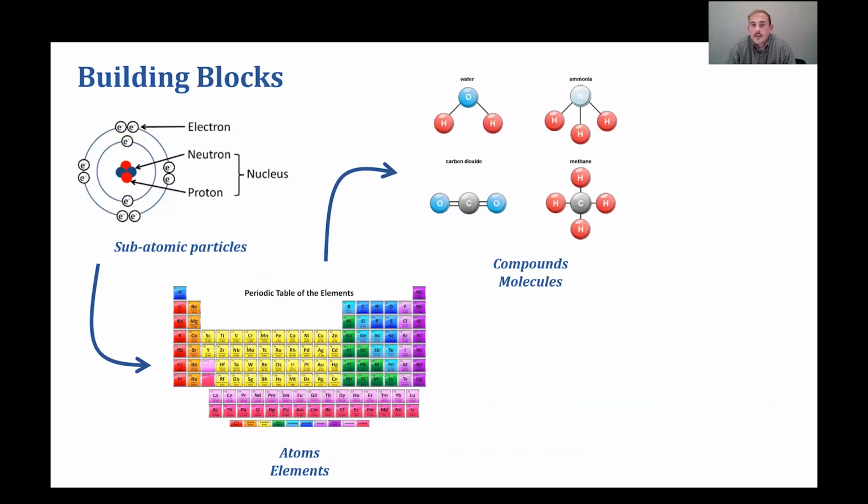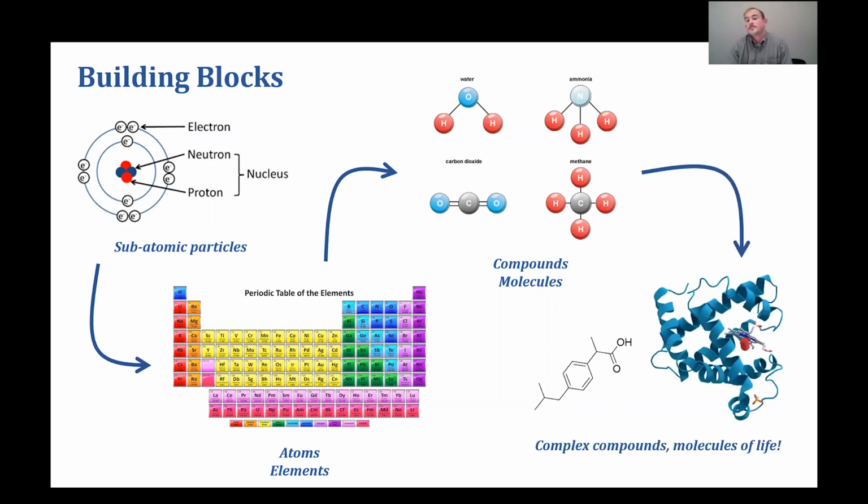There are a few here that you'll have heard of: water, carbon dioxide, methane, ammonia. Compounds are substances that contain atoms of two or more different elements joined together by a chemical bond. Then we can build that up even further into more complex molecules, things like drugs and medicines you might take, and then even more complex molecules like proteins and different things within your cells.